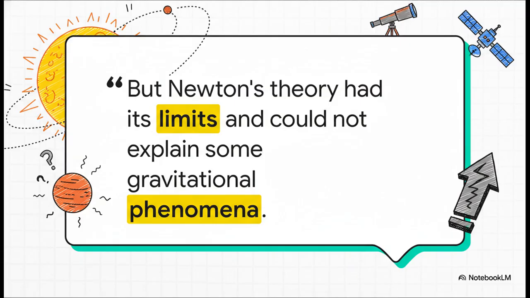But, of course, science never, ever stands still. As revolutionary as his work was, even Newton's masterpiece had its limits. There were some tiny gravitational oddities out there, like the weird wobble in the orbit of the planet Mercury that his laws just couldn't quite explain. And it was in those tiny cracks that the next great revolution in physics would begin to grow.